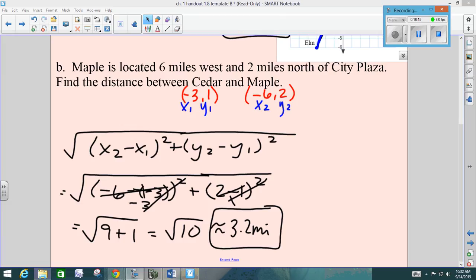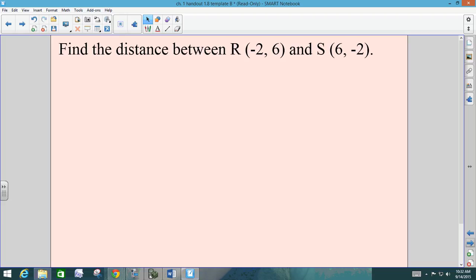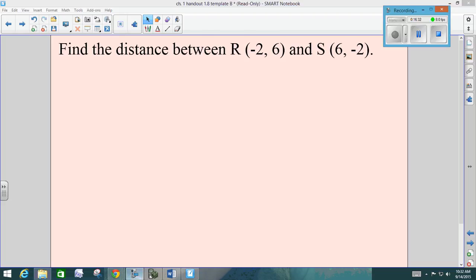Questions? Now, if you did x1 minus x2 and y1 minus y2, you should still get the same answer, because it's the distance between the two endpoints. All right, go ahead and do the next one on your own. Find the distance between R and S.